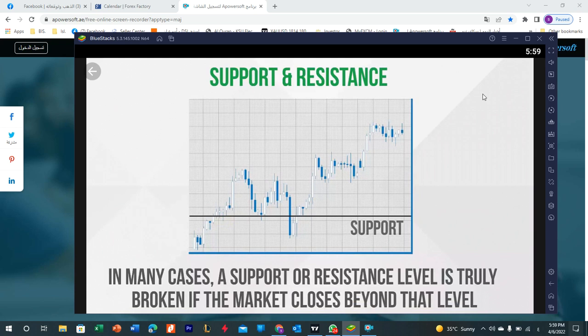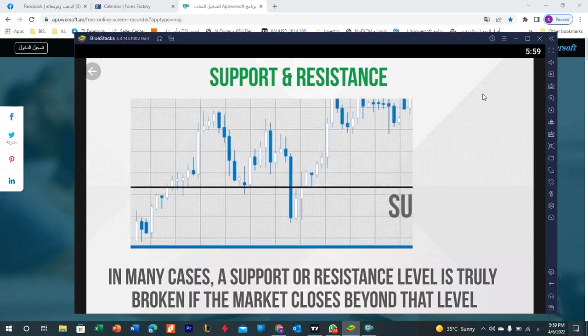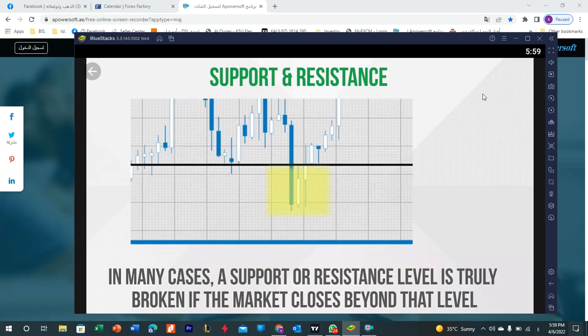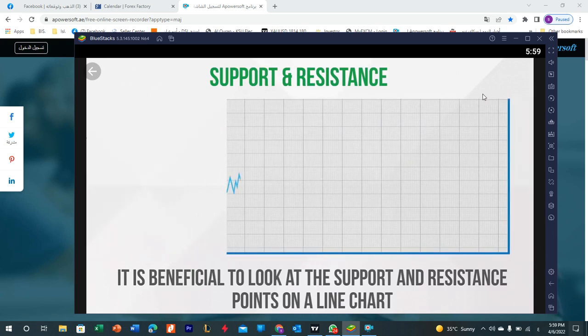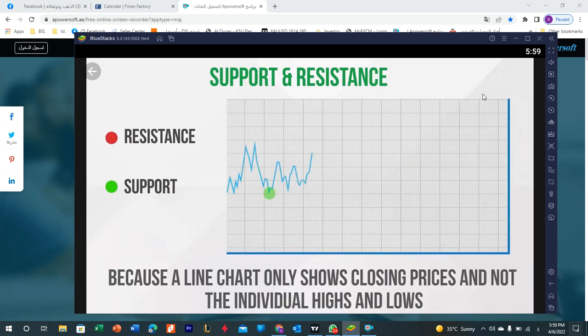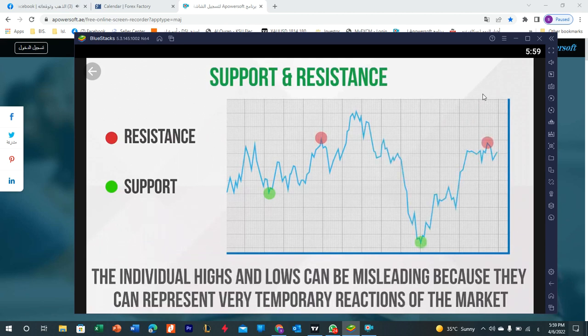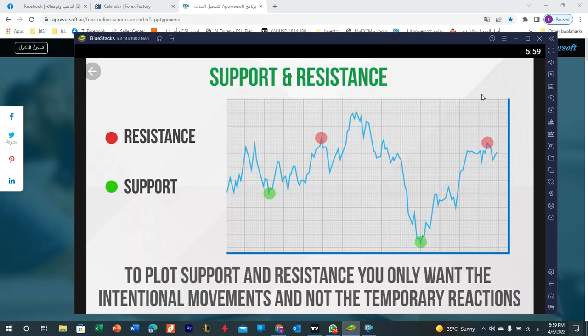In many cases, a support or resistance level is truly broken if the market closes beyond that level. However, since this is not always true, it is beneficial to look at the support and resistance points on a line chart because a line chart only shows closing prices and not the individual highs and lows. The individual highs and lows can be misleading because they can represent very temporary reactions of the market. To plot support and resistance levels, you only want the intentional movements and not the temporary reactions.